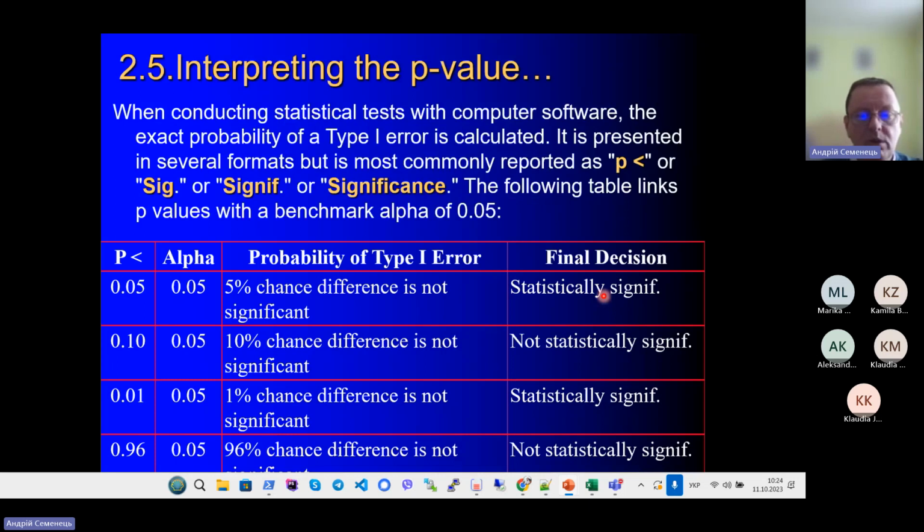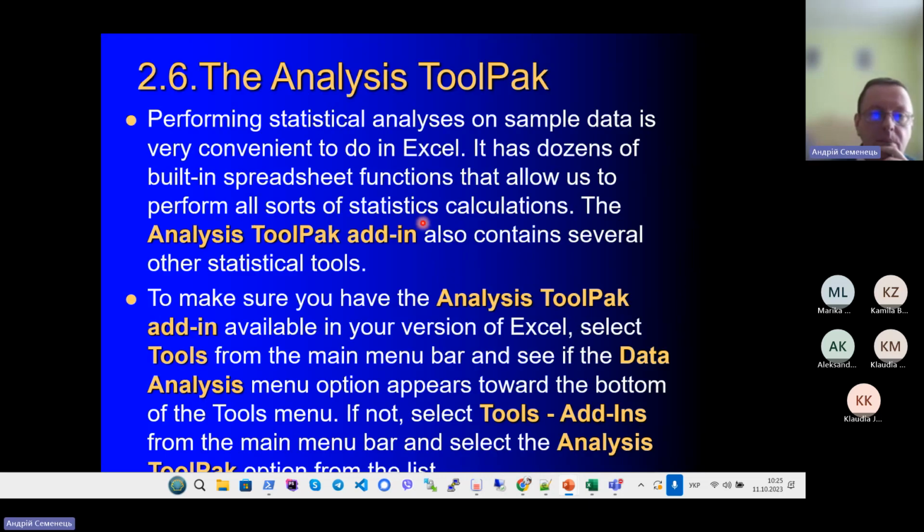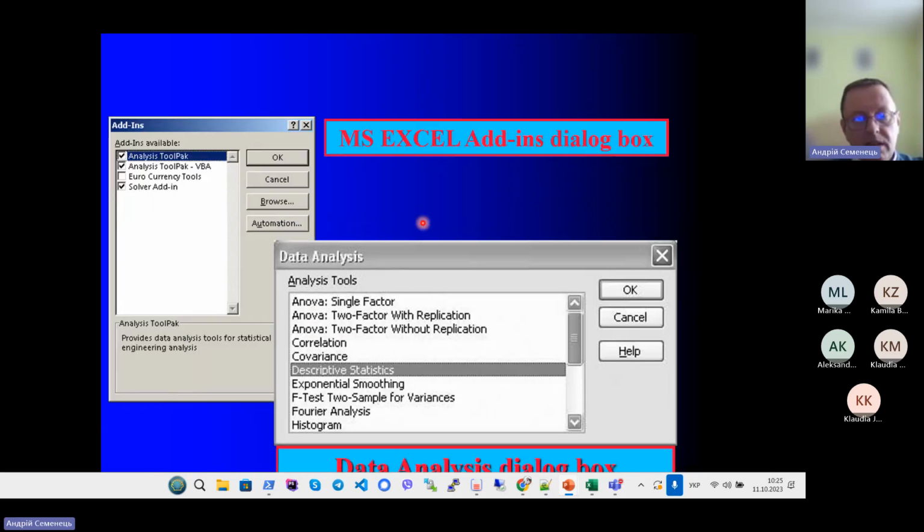And here we have the outcome: is the result statistically significant or not. If our significance level is less than 5%, it's significant, and if it exceeds 5%, we have too big a chance to be wrong. And here are the same things on this chart. Is it overwhelming, strong evidence, or weak evidence? With overwhelming evidence, you have to be very careful. It might indicate a potential weakness in our analysis.